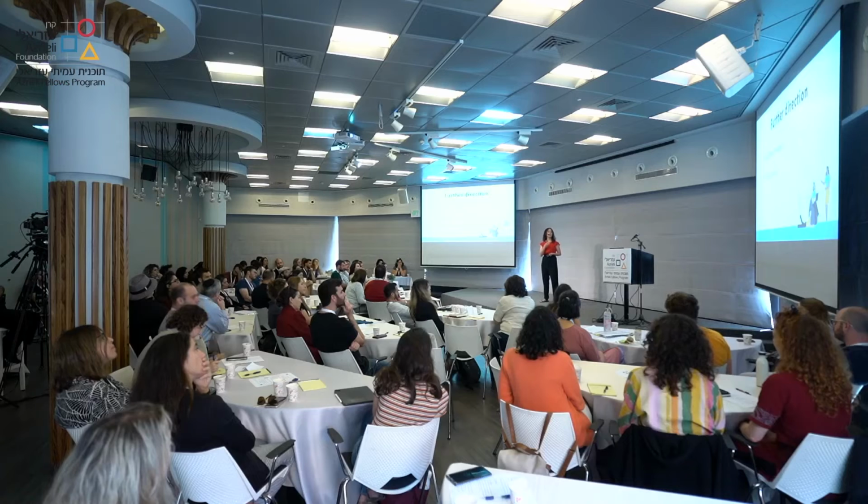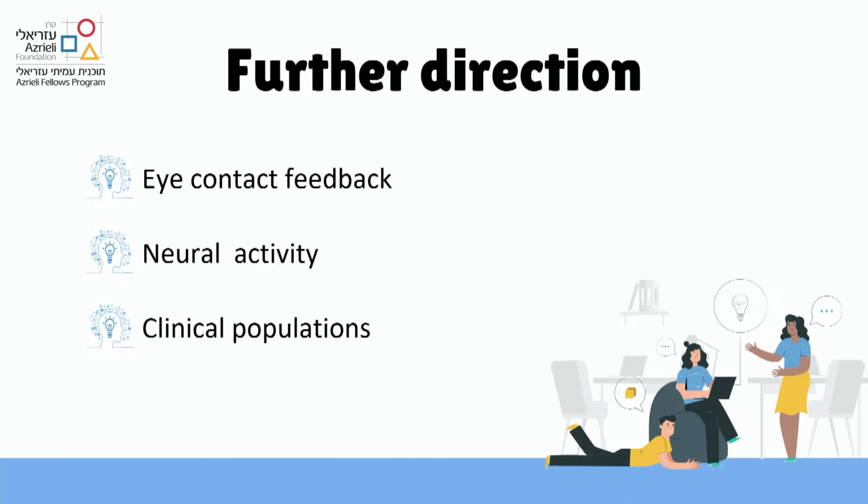All of those results together imply that seeing the other's facial expression indeed holds great importance for the affective experience of the interaction. But there are many open questions that I'm still investigating. For instance, how eye contact and eye gaze affect those behaviors, what the neural network is that supports those behaviors, and how those behaviors manifest in clinical populations, such as people with autism and people with ADHD.